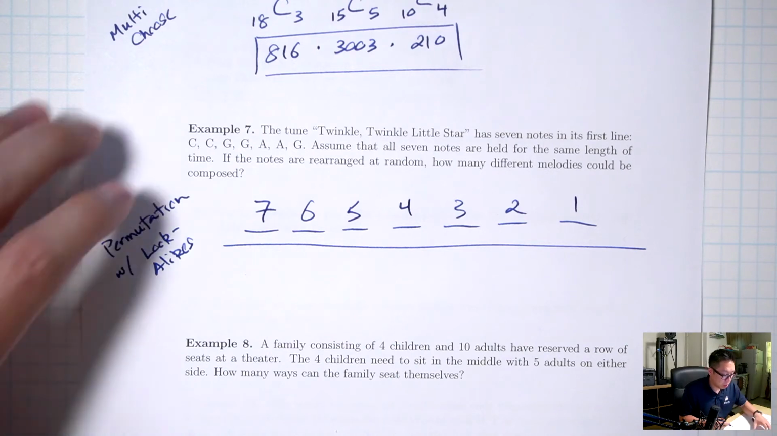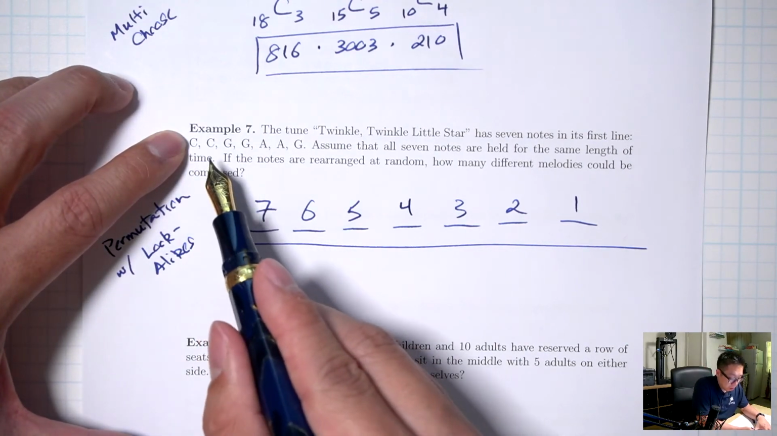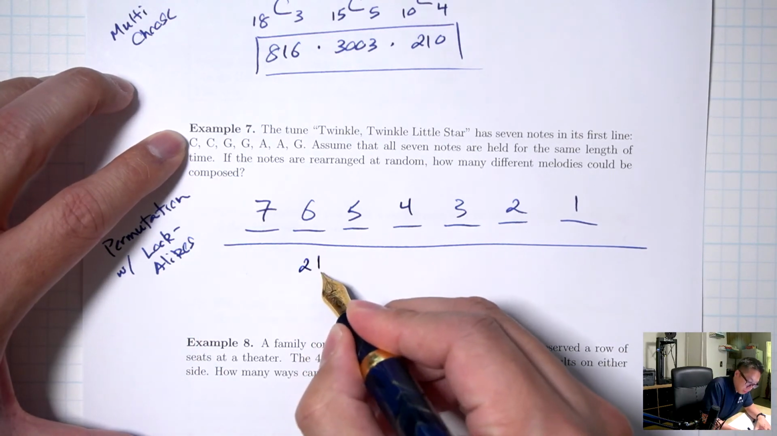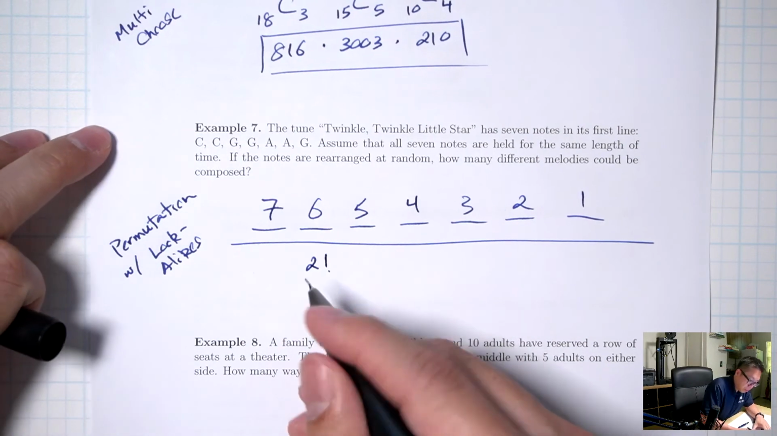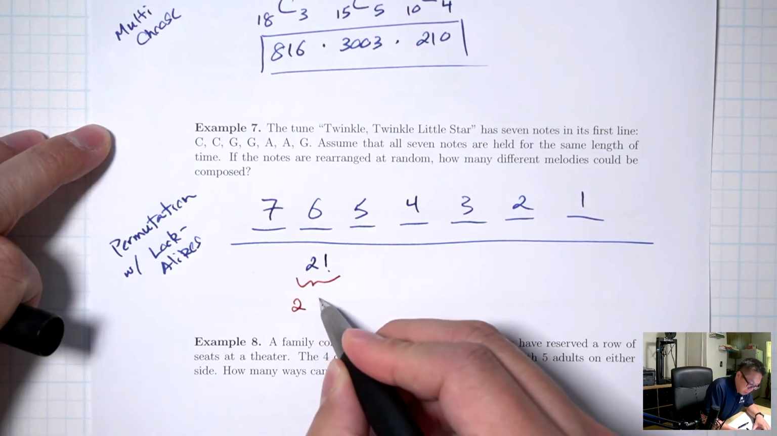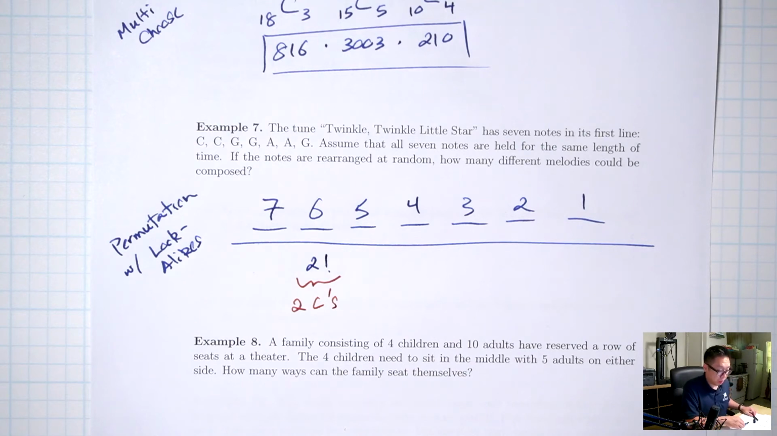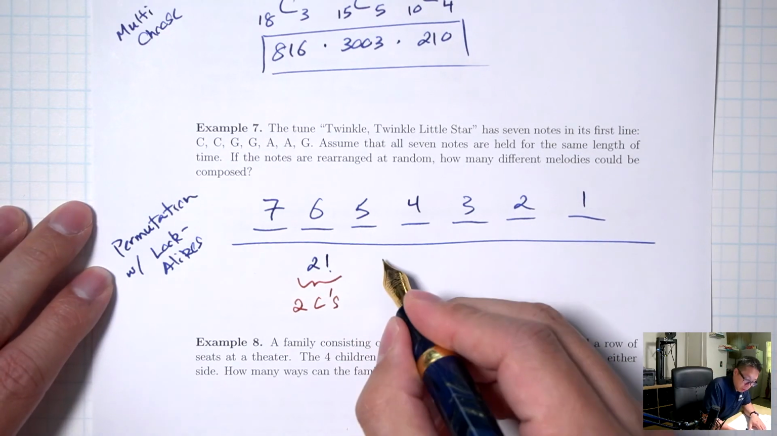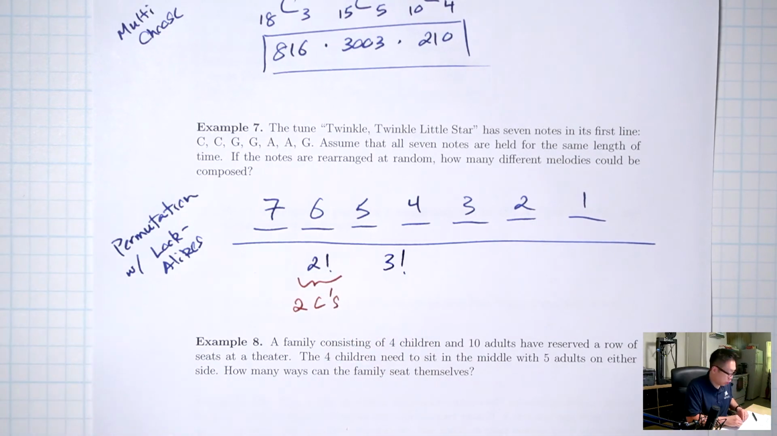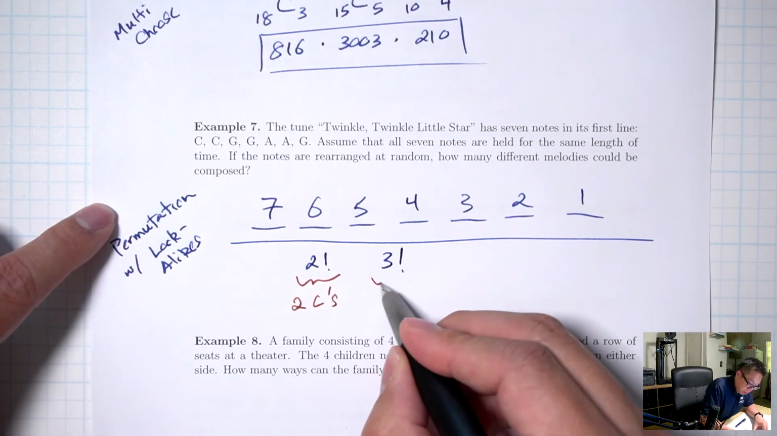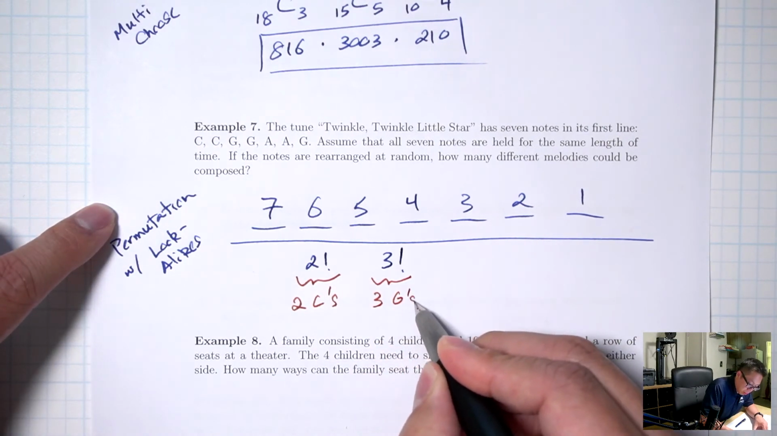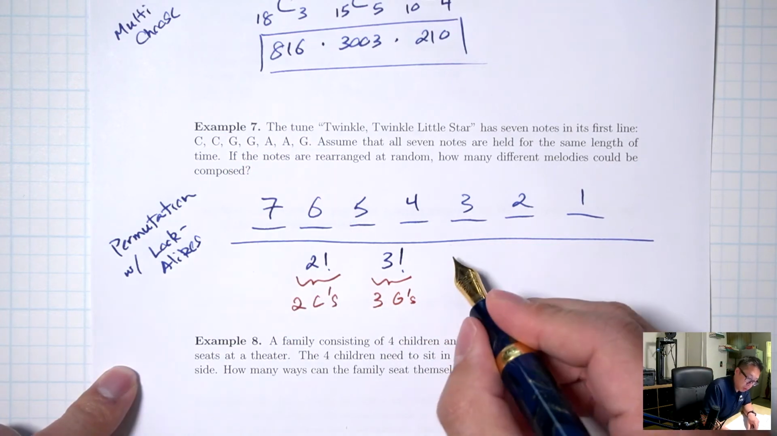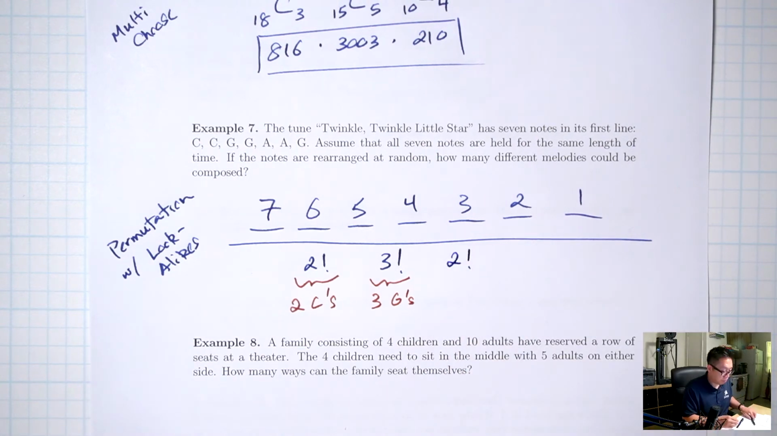Okay, so what's repeated? The C is repeated. I see a C that appears 2 times. Okay, so I need a 2 factorial. Okay, that's for the 2 C's. What else is repeated? The G appears 1, 2, 3 times. So I need a 3 factorial. That's for the 3 G's. And then the A also repeats, and it repeats 2 times. So I need a 2 factorial for the 2 A's.